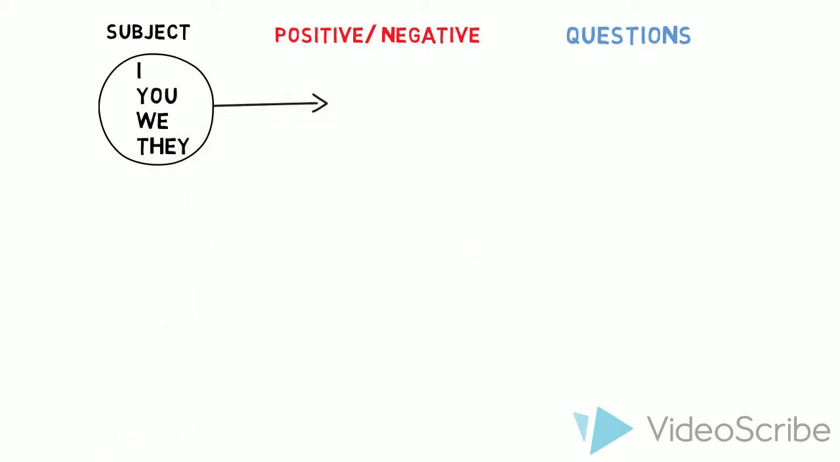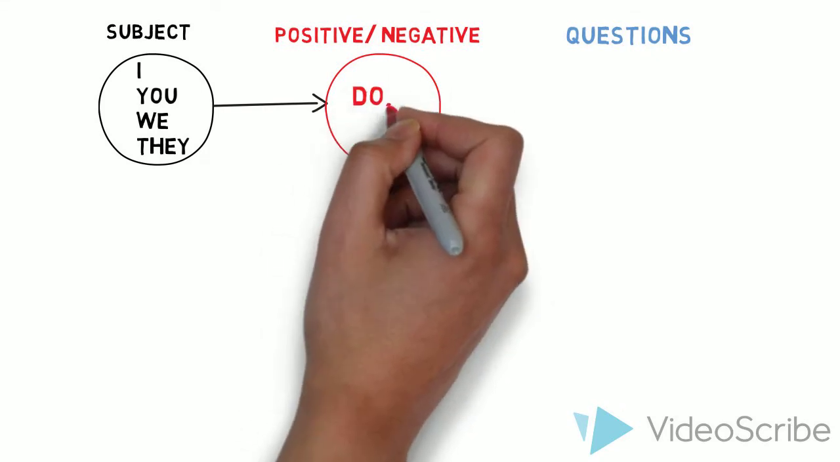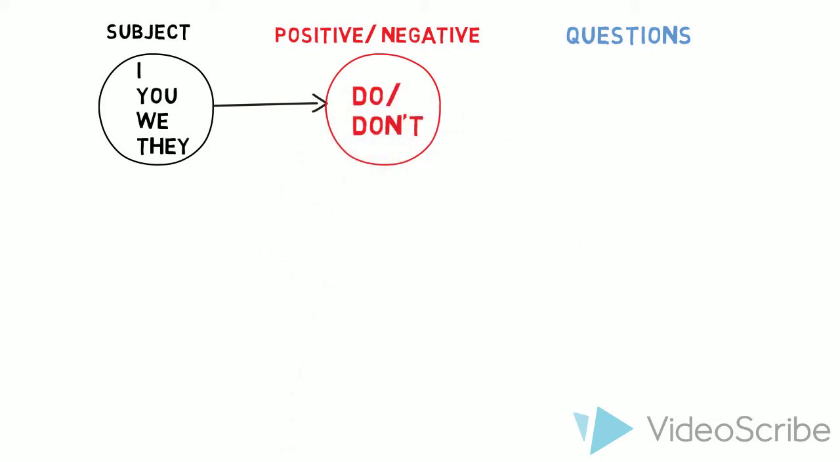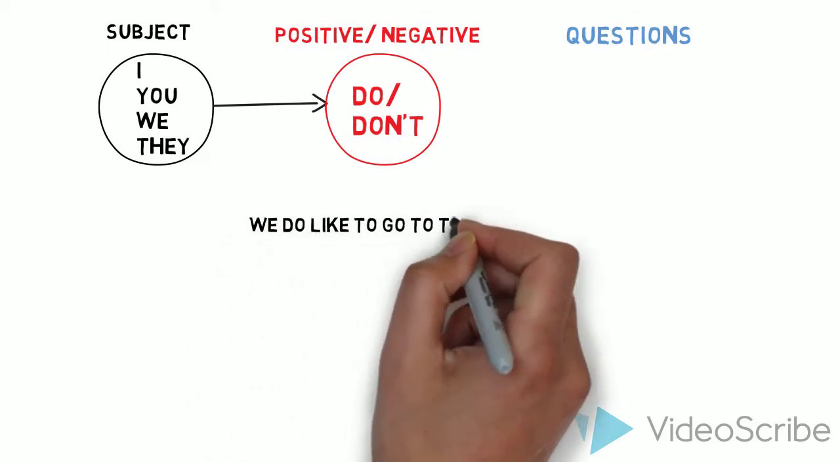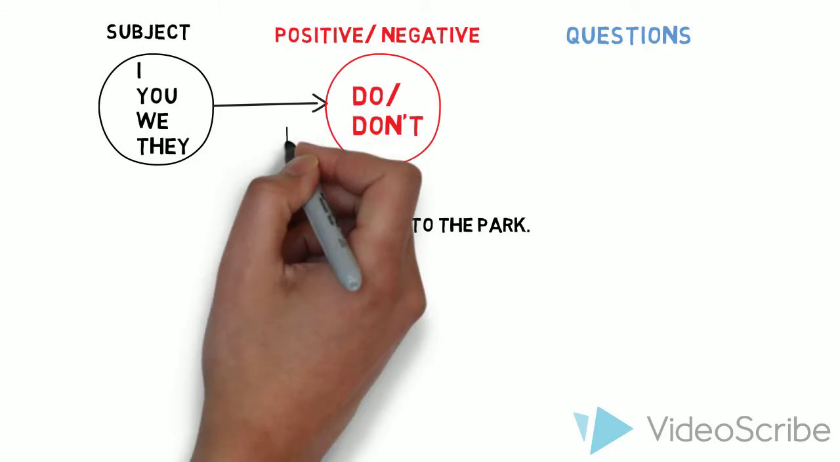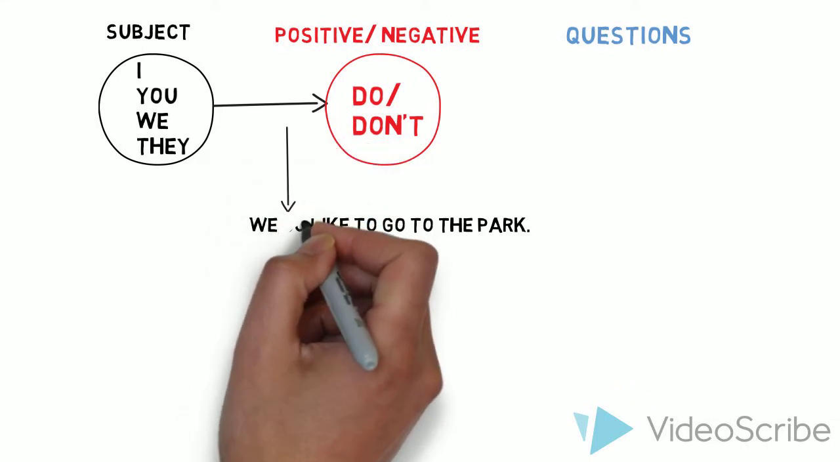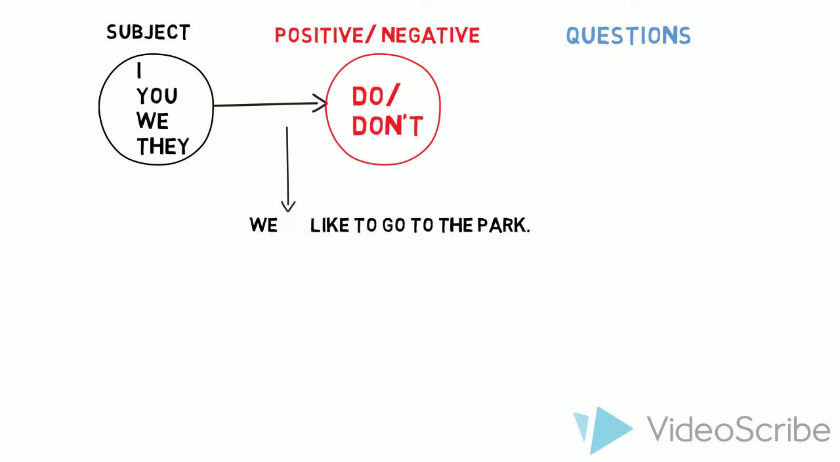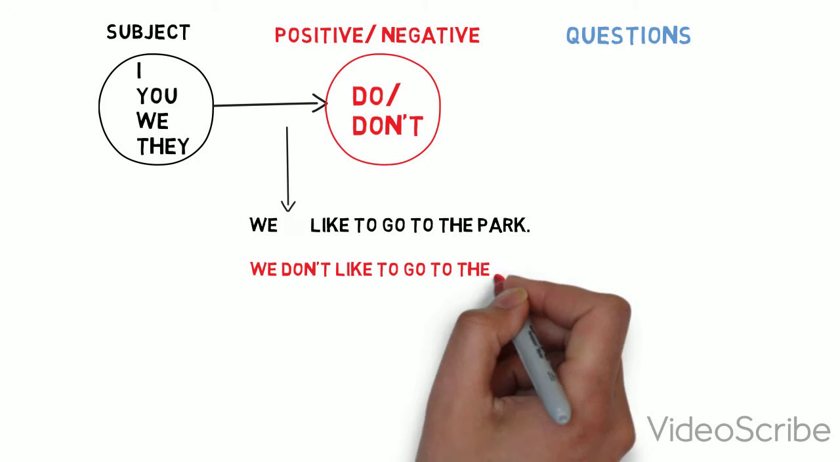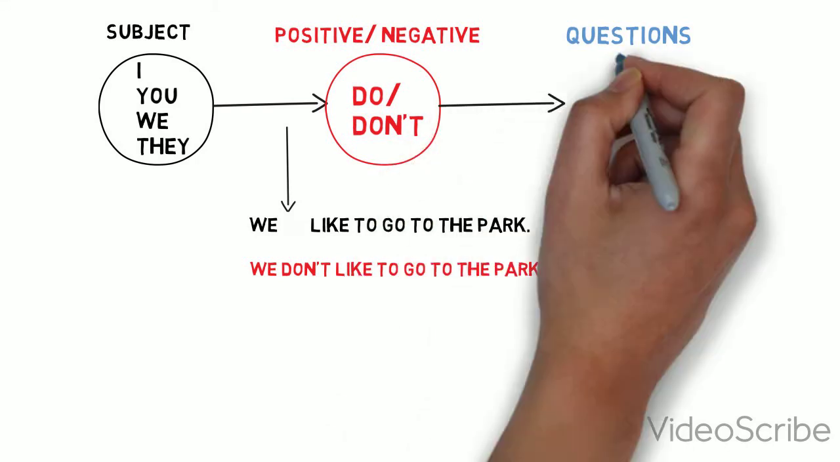If we're making a positive sentence, we use do, and the negative, don't. Let me give you an example. We do like to go to the park. The only thing here is we don't write the auxiliary do because it's usually taken out. So instead, we say, we like to go to the park. An example of a negative sentence is, we don't like to go to the park.